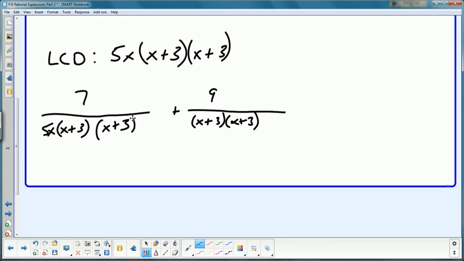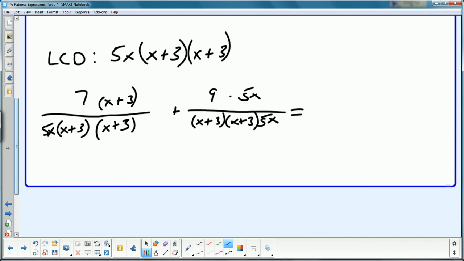Now we can't just write it in the denominator. Really, it's like multiplying by 1 when we did rationalizing the denominators. We also need it in the numerator. So we've multiplied by 1 but created our lowest common denominator. Over here, we're close already. We have the x plus 3's already. We need the 5x. And likewise, we need to multiply the numerator by 5x as well, thus multiplying by 1.